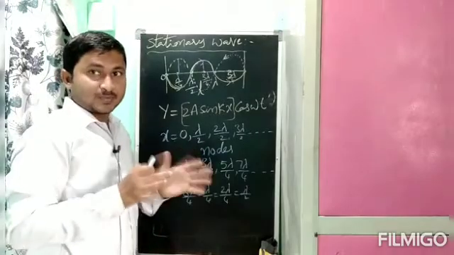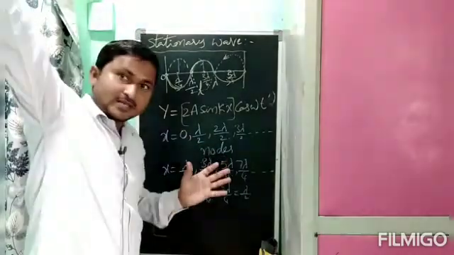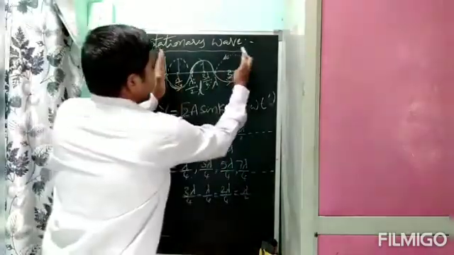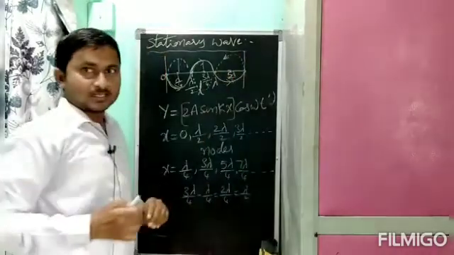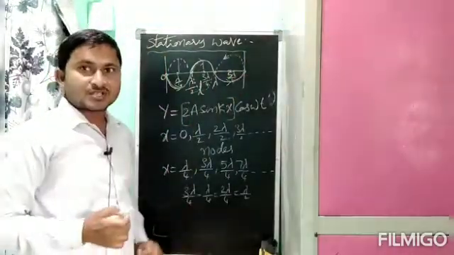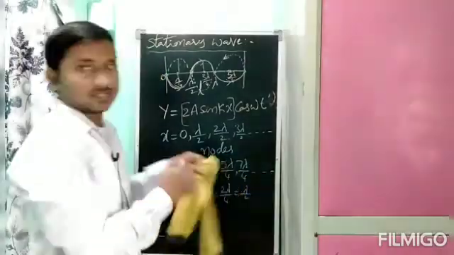It is not transmitting from one place to another place. It is stationary in between two rigid supports. That's why this is called a stationary wave.